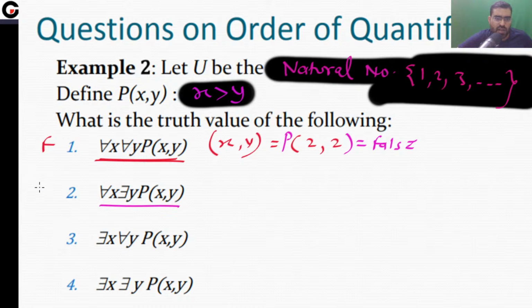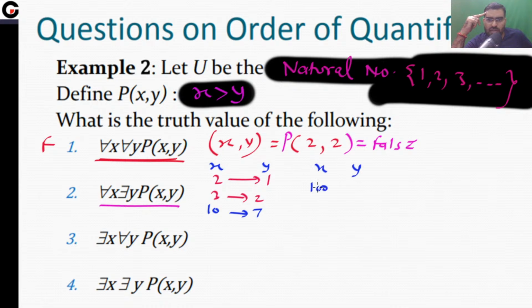What about this? For everyone there is someone. Can I say for every x there is something which is less than this? For example, for 2 there is 1. For 3 there is 2. So can I say for every x there is some y? For example, for 10 you have 7. For 100 you have 1. For 200 there is 1. So for everyone there is someone.